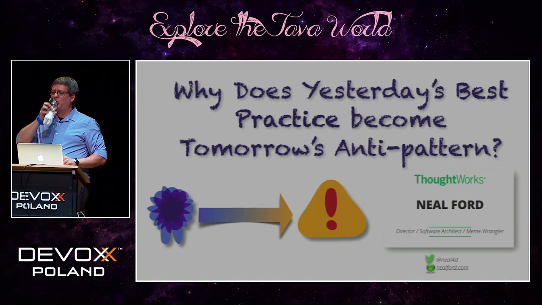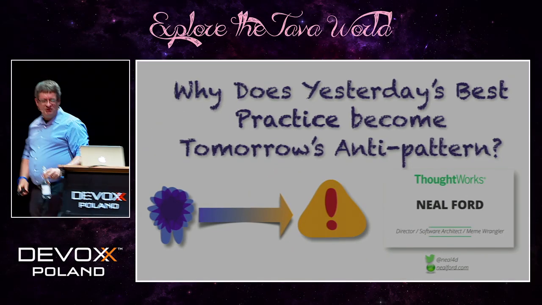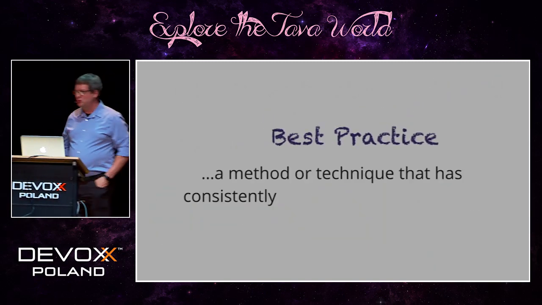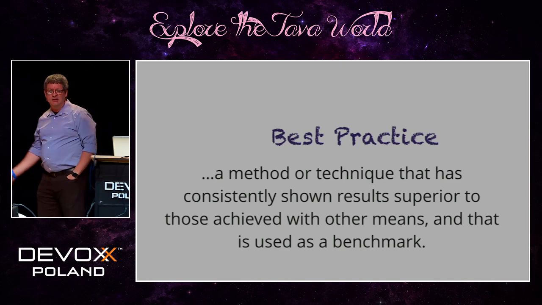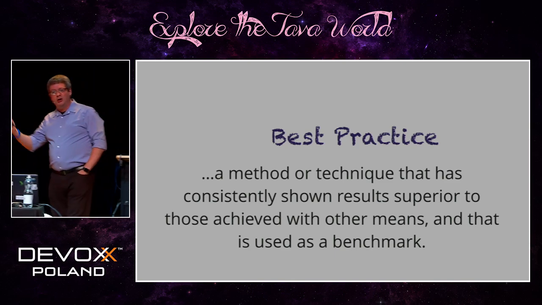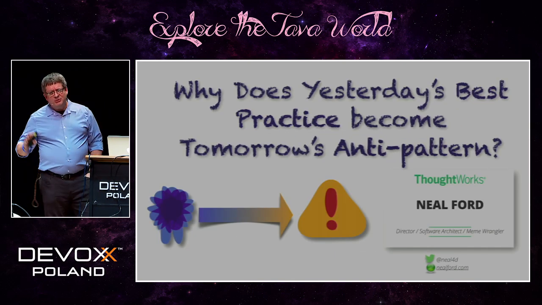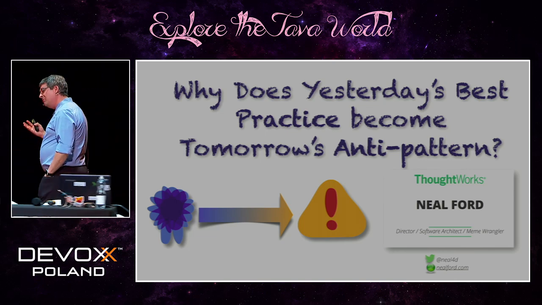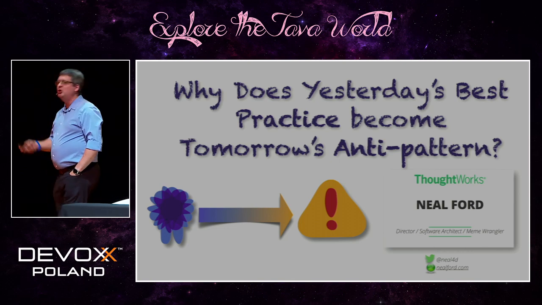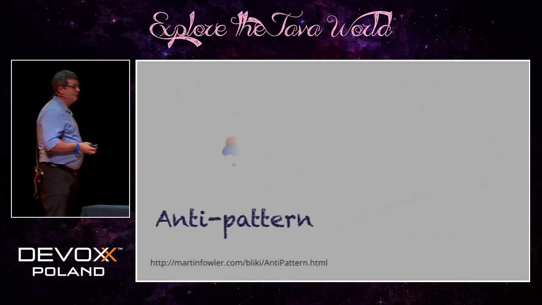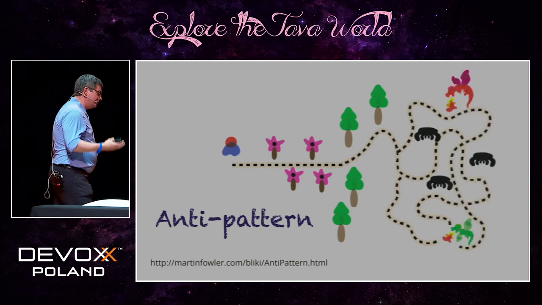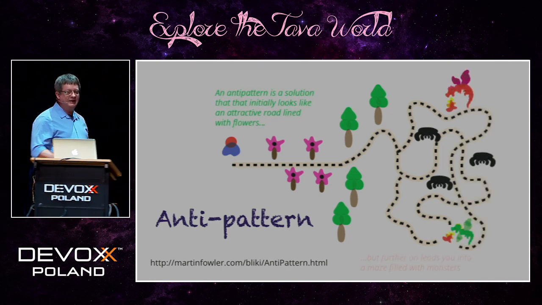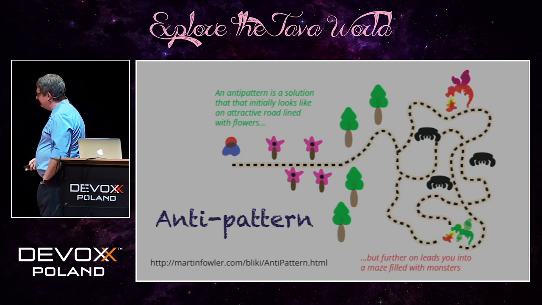So my talk this morning is about why yesterday's best practice becomes tomorrow's anti-pattern. You're all familiar, of course, with the idea of best practices, which is something that has proved consistently to work well on software projects. Many people misuse the word anti-pattern, though, because many people use it as just something bad. But anti-pattern is a little more nuanced than that. It doesn't just mean something bad, because an anti-pattern, by the original definition, is something that initially looks like a good path and a really good idea, but then eventually leads you to a really bad place.